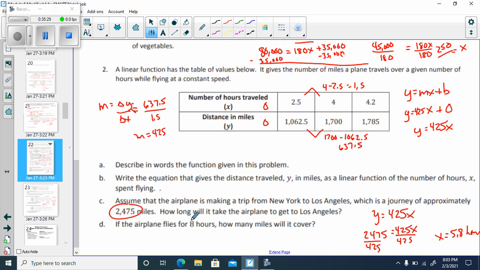If the airplane flies for 8 hours, how many miles will it cover? Well, you'd put the x in for, x would be 8. y is equal to 425 times 8. 425 times 8 would give me 3,400 miles, okay?